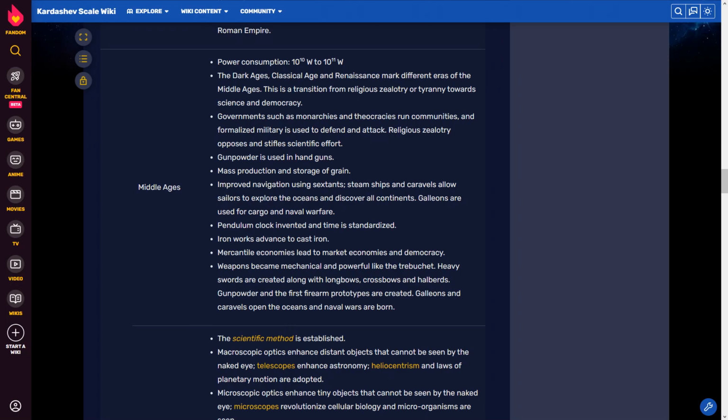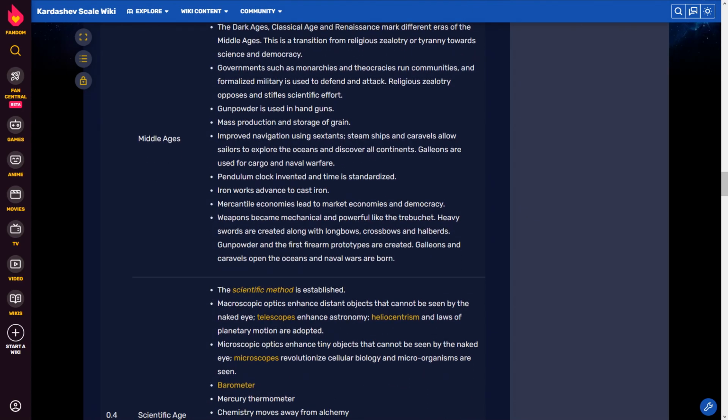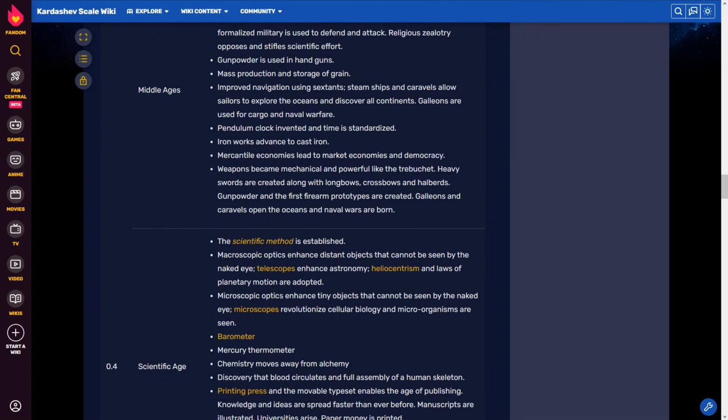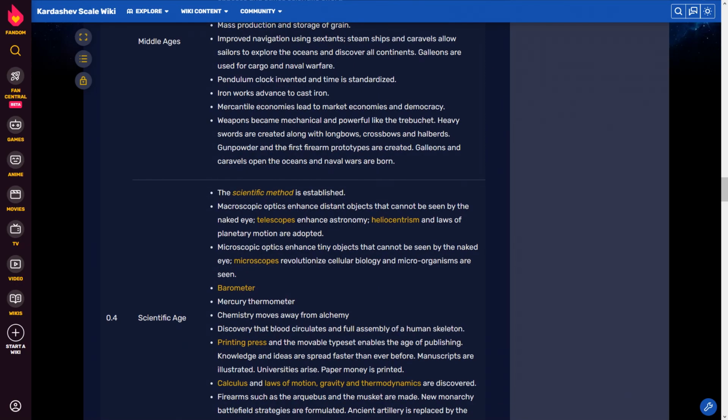Anyway, governments such as monarchies and theocracies run communities, and formalized militaries used to defend and attack. Religious zealotry opposes and stifles scientific effort. Gunpowder is used in handguns. Mass production and storage of grain. Improved navigation using sextants. Steamships and caravels allow sailors to explore the oceans and discover all continents. Galleons are used for cargo and naval warfare.